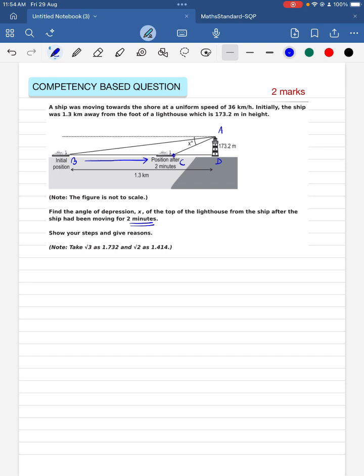Okay, and we have to find the angle of depression. Now this angle of depression here is given to be x degree, right? And the alternate interior angle to that is x degree as well. So this angle ACD now becomes x degree.